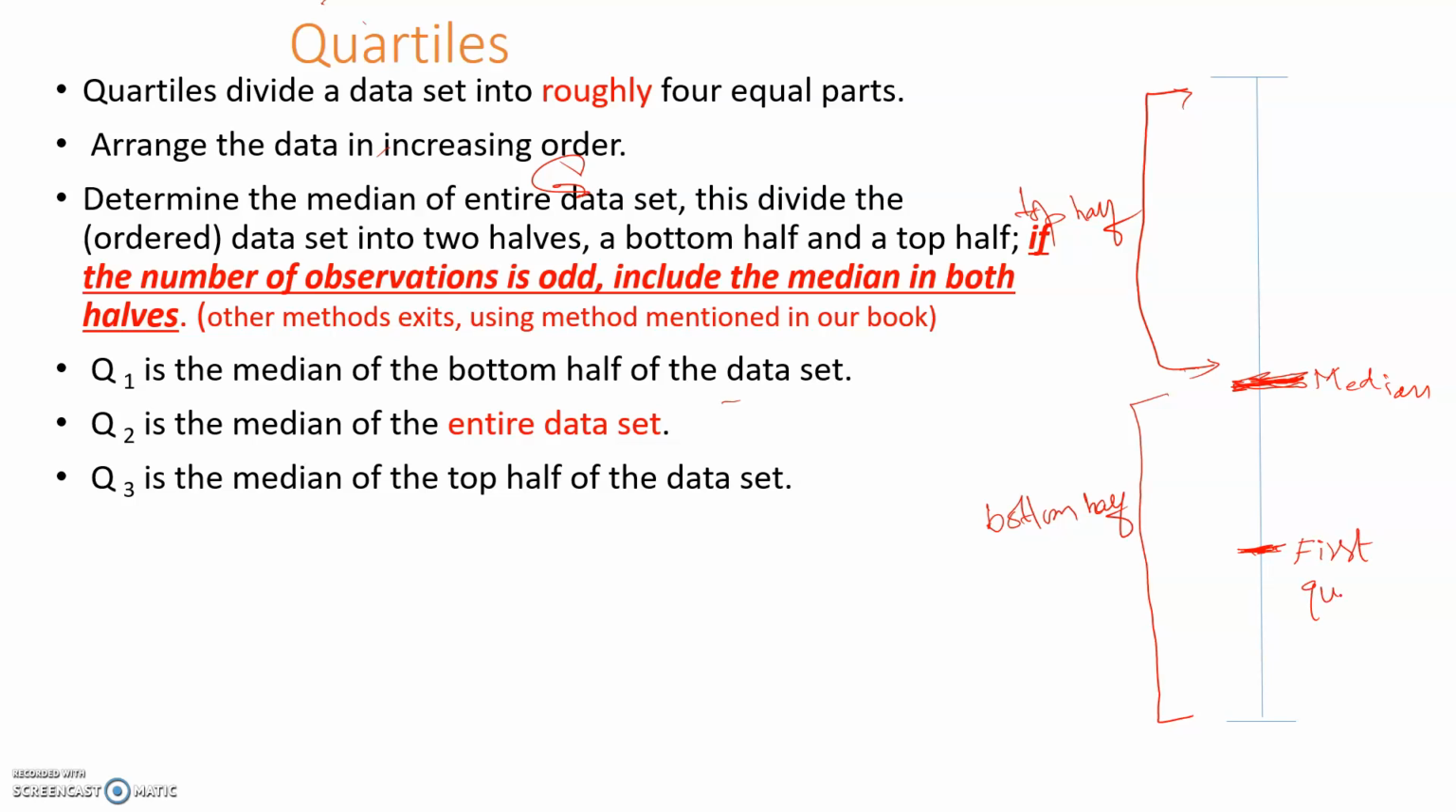First quartile. What is the first quartile? It is the median of the bottom half. This one. This is our bottom half, and the median of the bottom half is called the first quartile, and it's also represented by Q1.